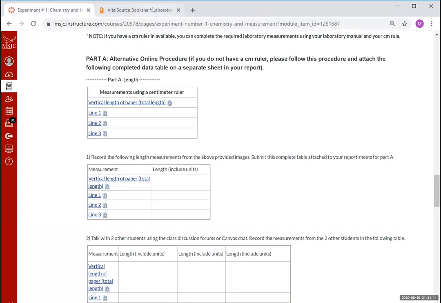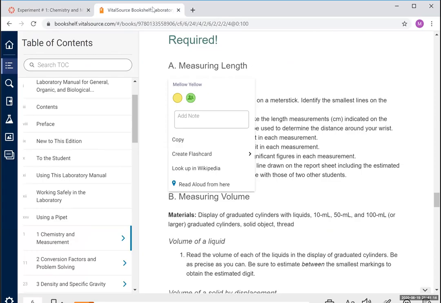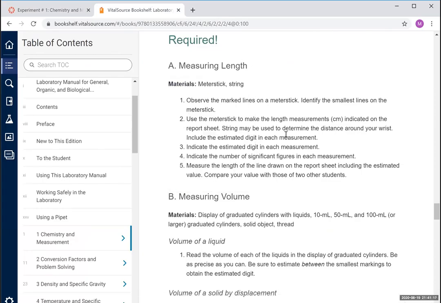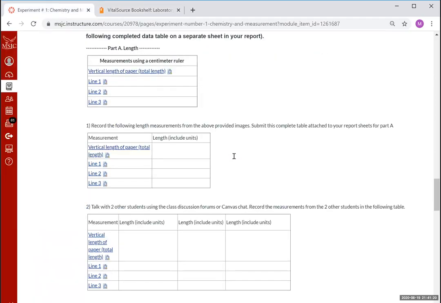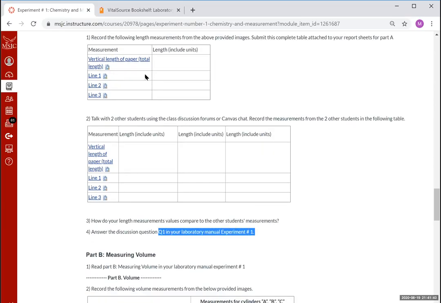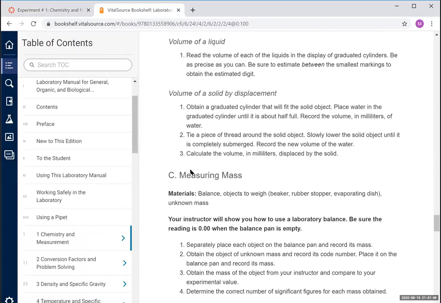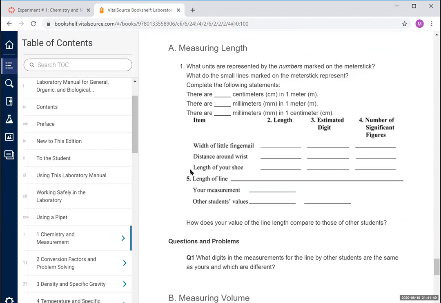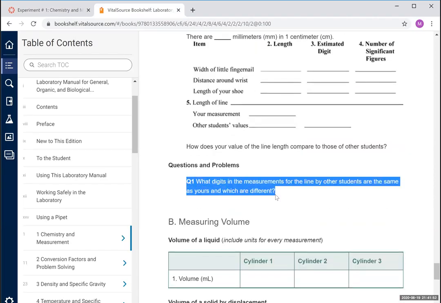This lab will be due not this coming Sunday, but next Sunday, because I'm still going to give you some more time to work on this lab. One thing that I'd like you to do is once you've taken your measurements, you're going to have to collaborate in the discussion forum with 2 other students, and compare your measurements and see whether your measurements are similar or different. Then you're going to answer discussion question 1. If you look in your lab manual, there are some pre-lab questions and also discussion questions.